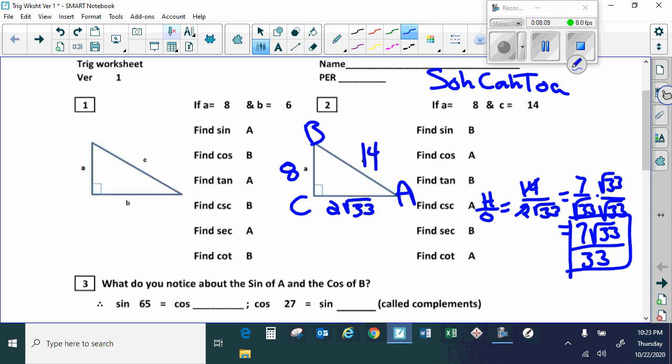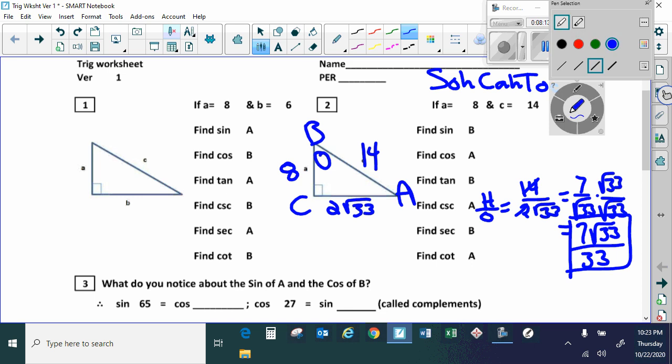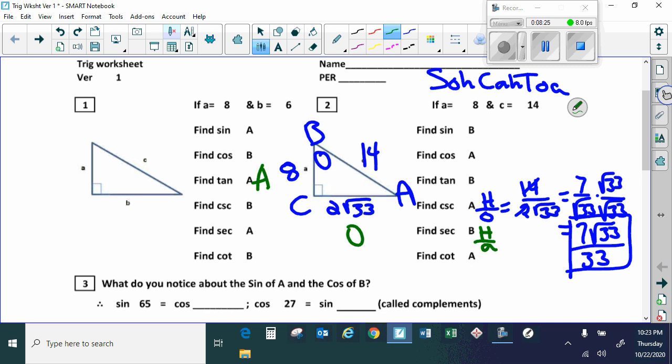Okay, secant of B. So theta's at B, which means this is my opposite and this is my adjacent. Secant is the reciprocal of cosine. Cosine is A over H, so secant is H over A. H 14 over A 8. Following one without a radical, so just divide by 2 and I get 7/4. That's the secant of B.